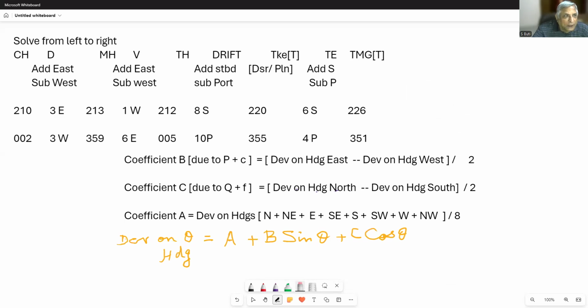So there you are. CDMVT, drift, track true. If you apply the drift to the magnetic heading, you get magnetic track. If you apply it to the true heading, you get true track. And similarly, to the true track, if you apply the track error, you will get track made good true. If you apply it to the magnetic heading, you will get track made good magnetic.